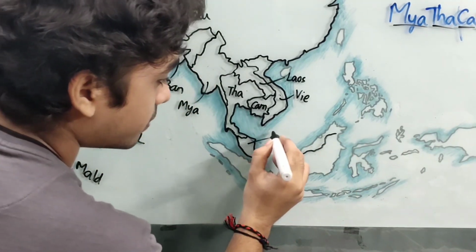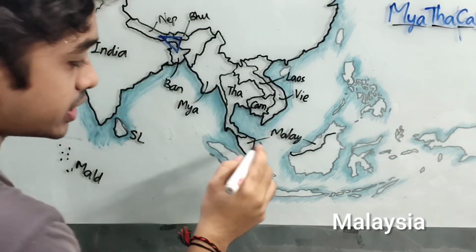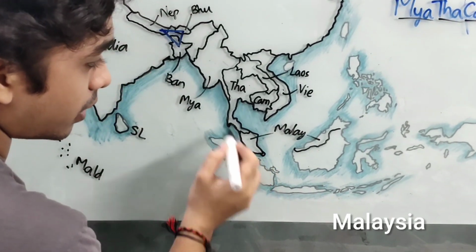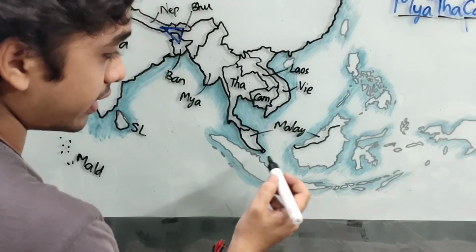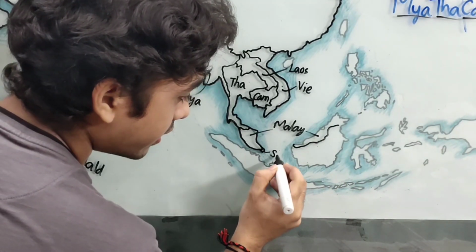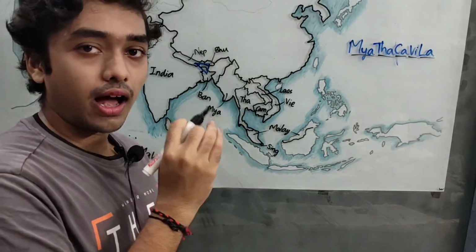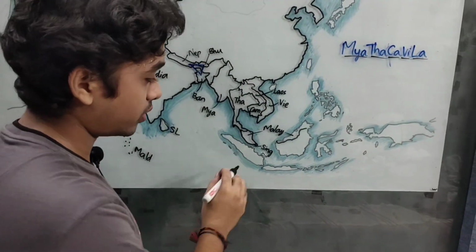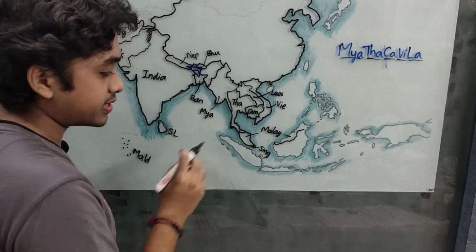This is Malaysia. Malaysia is present not only in this peninsula but also on this island. This island is Borneo Island. We also have this island country here, Singapore. Singapore is the only island city nation in the world. So it is not only an island nation but also a city. The whole country is a city.